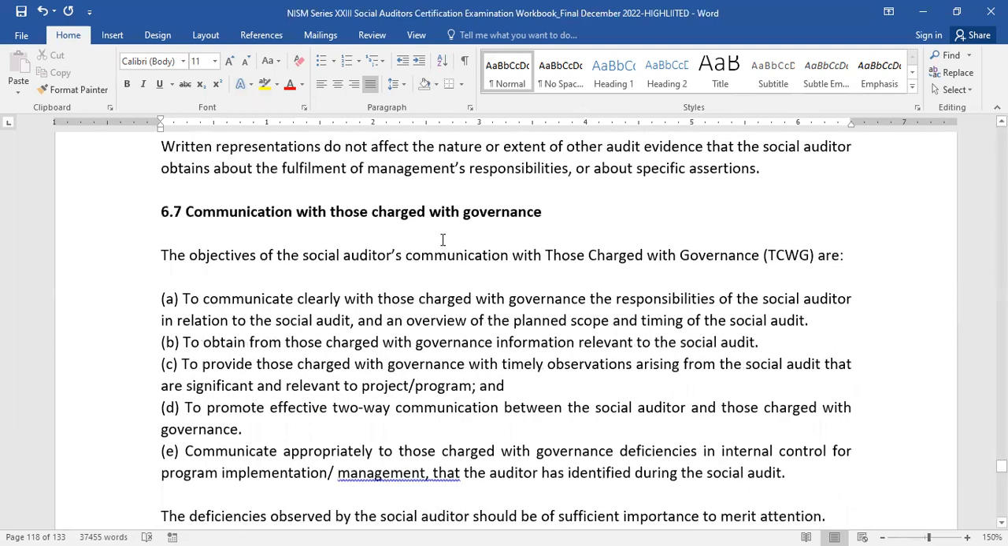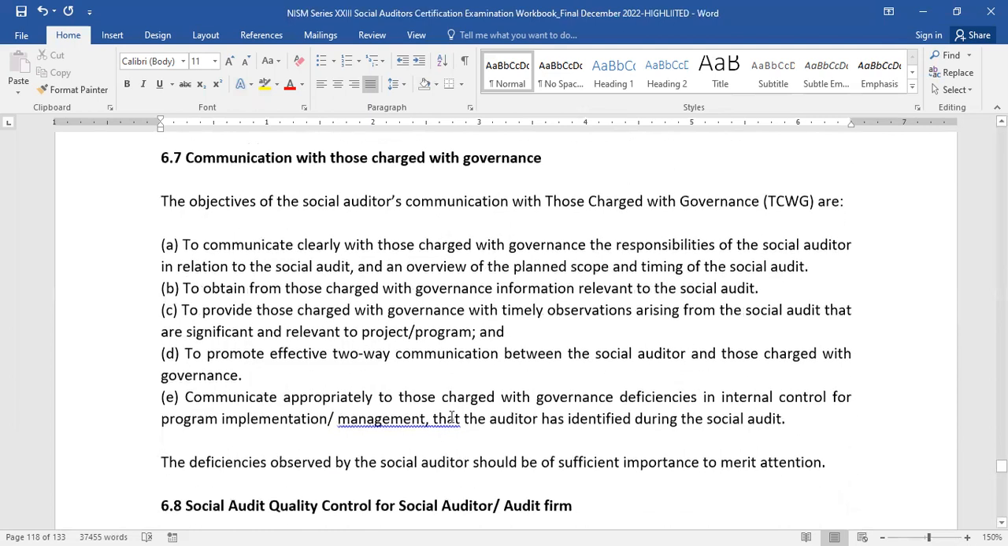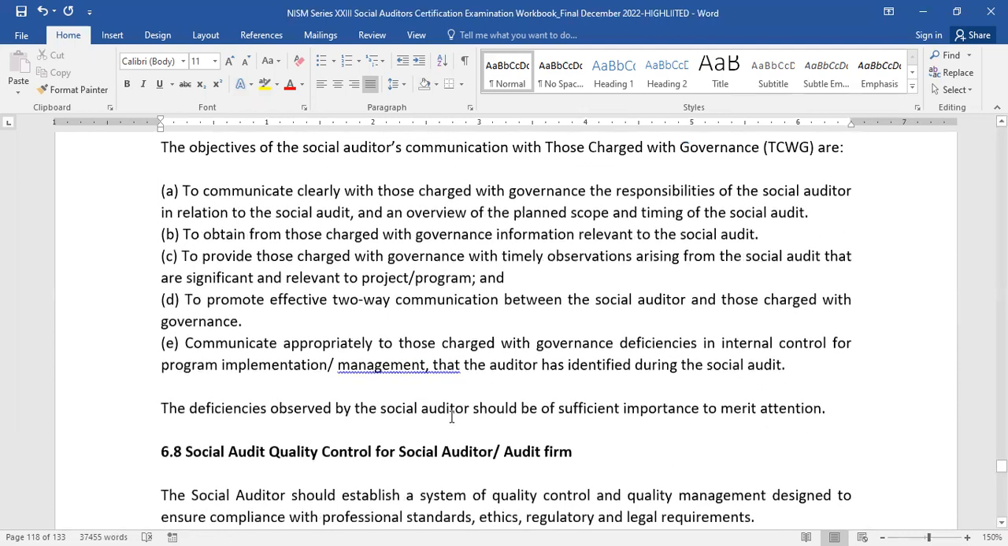So, communication with those charged with governance. इसके ऊपर एक question आ ही जाता है. The objectives of the social audit communication with those charged with governance are to communicate clearly with those charged with the governance the responsibilities of the social auditor in relation to the social audit and an overview of the planned scope and timings of the social audit. कितनी देर में खत्म होगा, कितने समय में खत्म होगा, क्या scope हमने plan किया है. To obtain from those charged with the governance information relevant to the social audit. To provide those charged with governance with timely observations arising from the social audit that are significant and relevant to the project and program. And to promote effective two-way communication between the social auditor and those charged with governance.